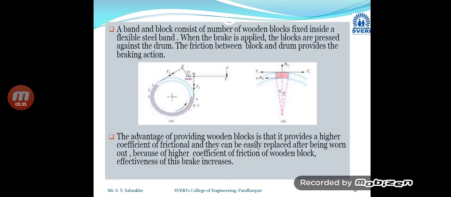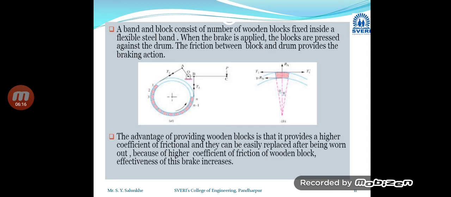The next type we are going to see is the band and block brake. In this case, you can see in the diagram that small blocks are connected with the band, and these blocks are mounted in such a way that when the band is wound on the drum, these blocks are also wound on the drum. Now, a band and block brake consists of a number of wooden blocks fixed inside a flexible steel band. Normally, a steel band that is very thin is used, or a leather band is also used.